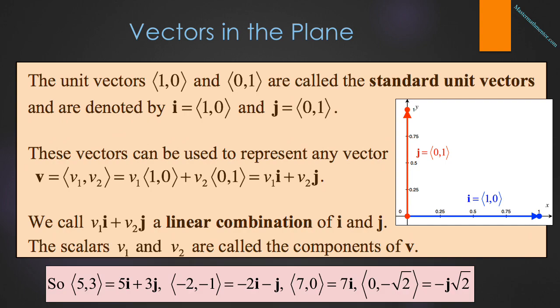So the vector 5, 3 can be written as 5i plus 3j. The vector negative 2, negative 1 can be written as negative 2i minus j. The vector 7, 0 can be written as 7i, and the vector 0, negative square root of 2 can be written as negative square root of 2 j.